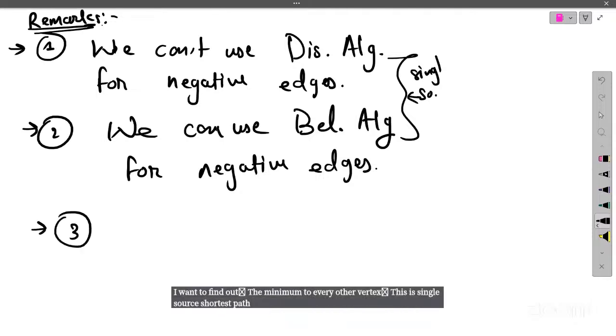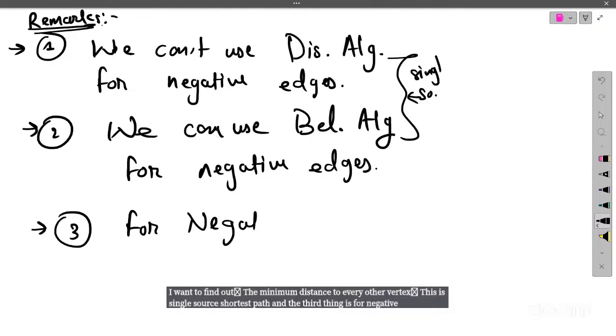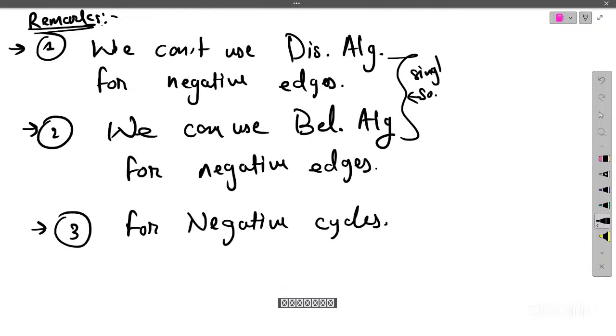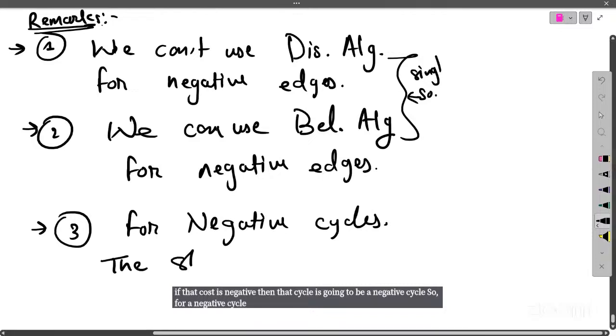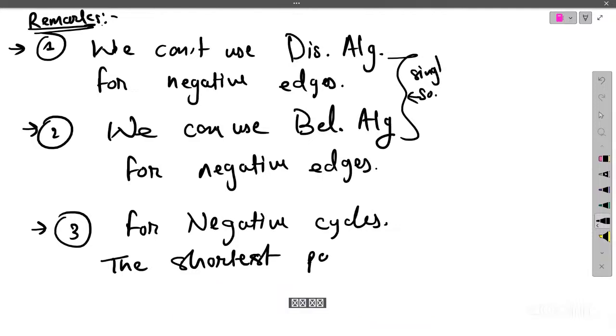And the third thing is negative cycles. A negative cycle means you have a cycle whose cost is negative. So if you add all the costs of the edges used in the cycle and that cost is negative, then that cycle is known to be a negative cycle. So for a negative cycle, the shortest path problem is undefined.